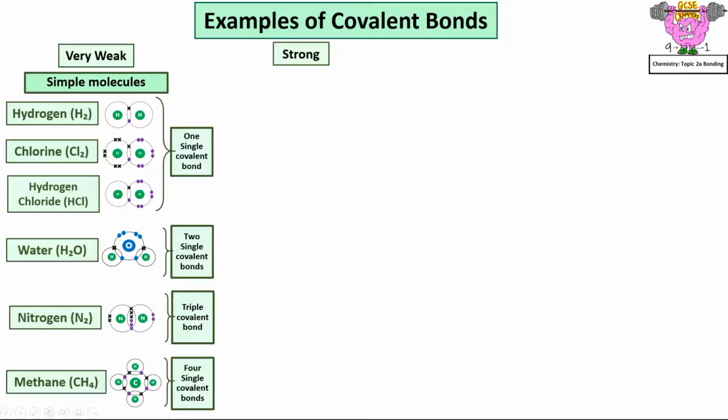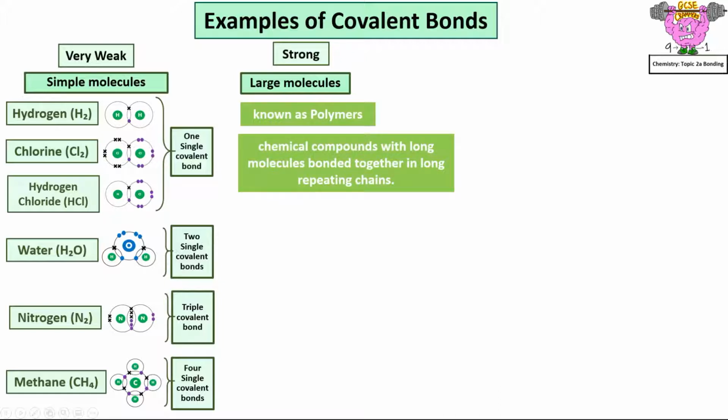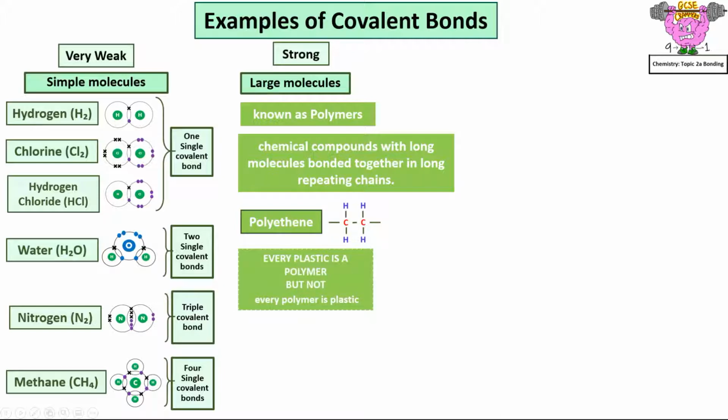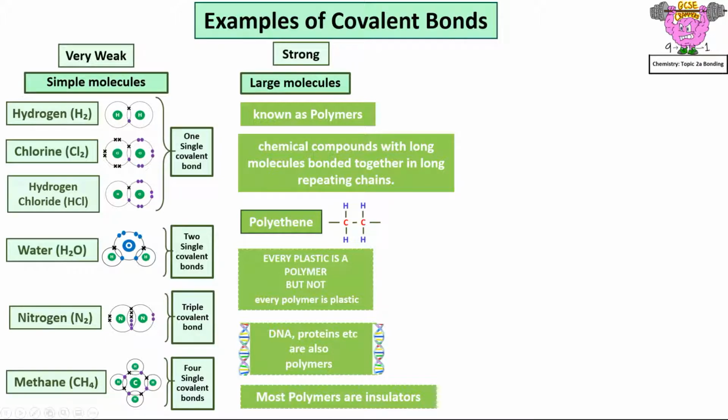Strong covalent bonds are made up of large molecules, known as polymers. Chemical compounds with long molecules bonded together in long repeating chains. For example, polythene. Remember, every plastic is a polymer, but not every polymer is plastic. DNA, proteins, etc. are also polymers. Most polymers are insulators, so they don't conduct electricity.